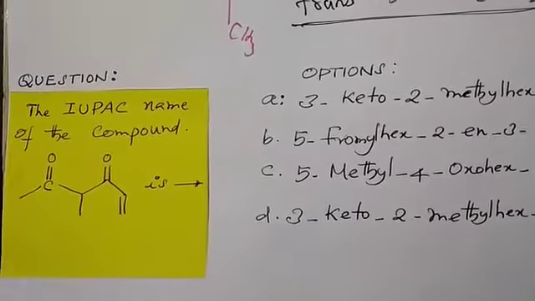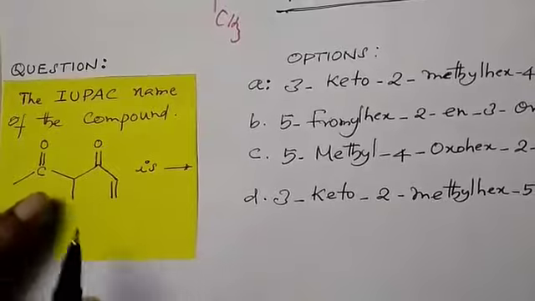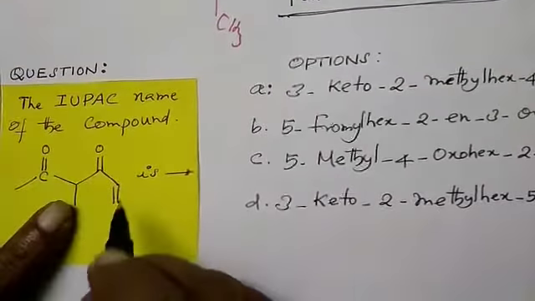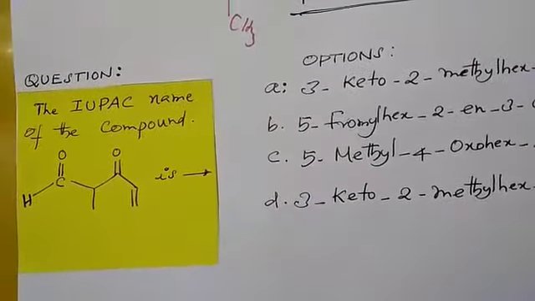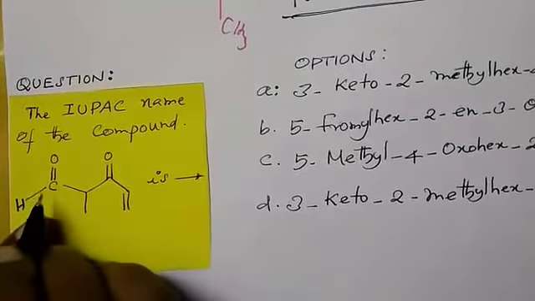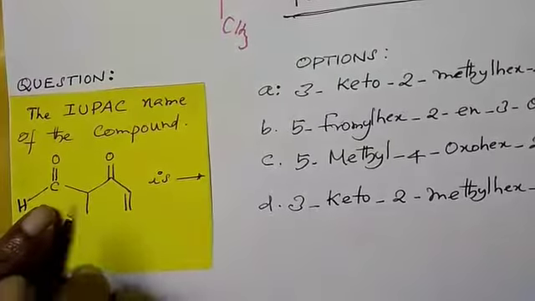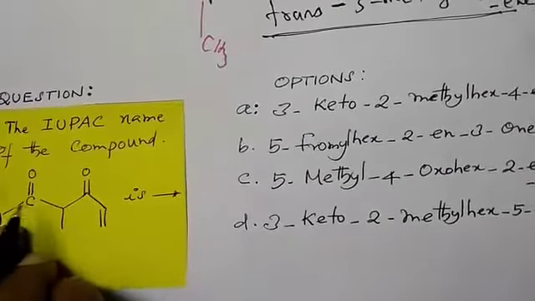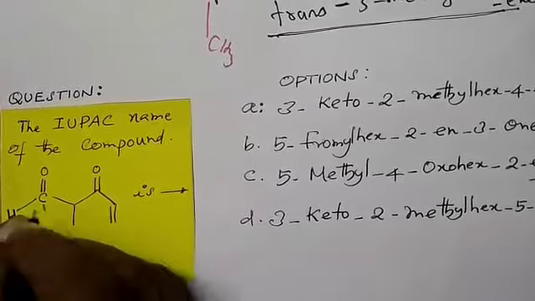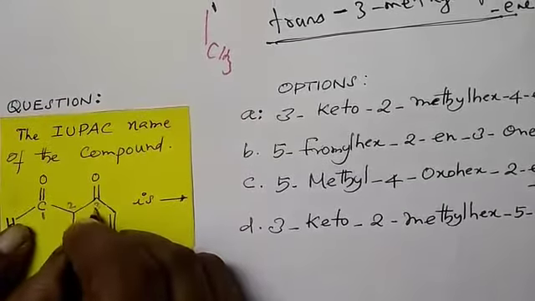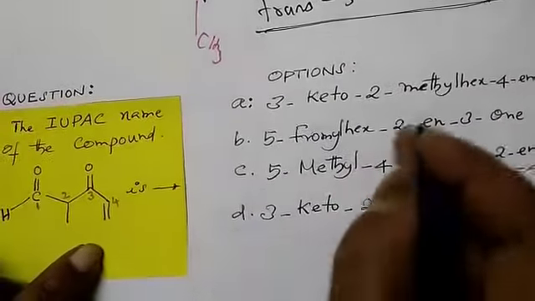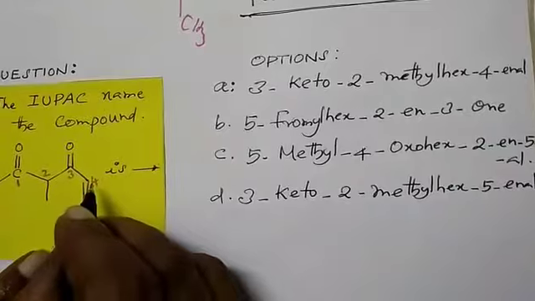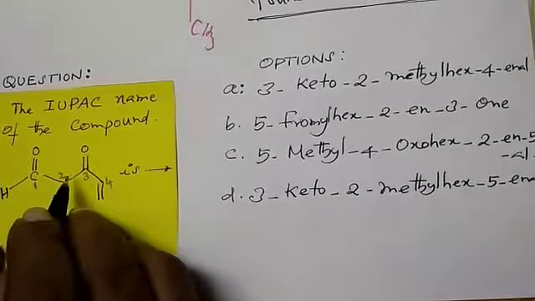Okay, we are going to the next question, a simple IUPAC name. Here two functional groups are there. Now this is your aldehyde group, and this is your keto group. The order of priority is for the aldehyde group. Numbering starts here: 1, 2, 3, 4.